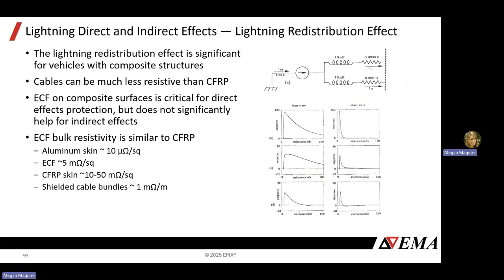So just a little bit more on the lightning redistribution effect. It's significant for vehicles with composite structures. It's kind of what I said before. Cables can be much less resistive than CFRP, but at early times, that CFRP can still be a more attractive path for current. ECF on composite surfaces, while really important for direct effects protection, does not significantly help for indirect effects. And ECF bulk resistivity is similar to CFRP, typically.